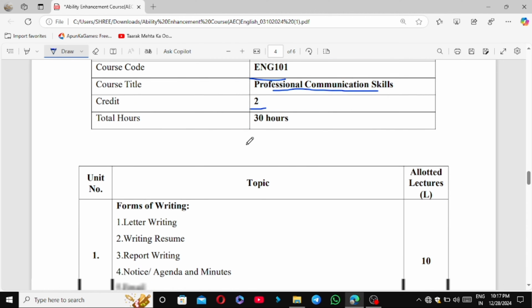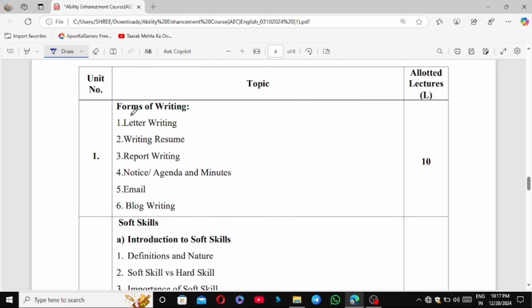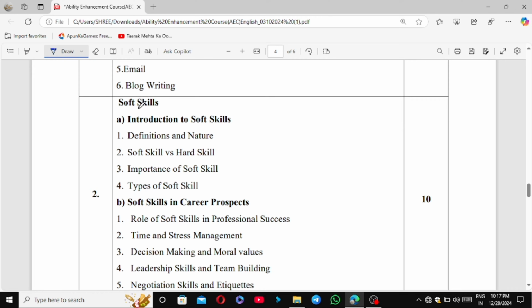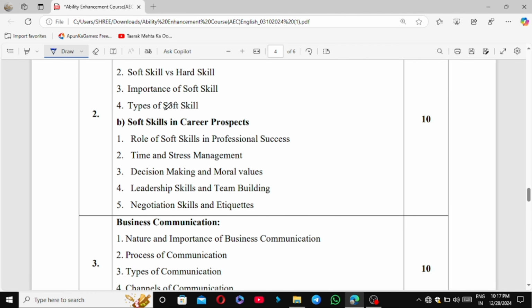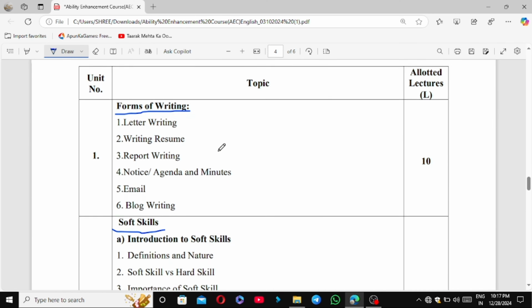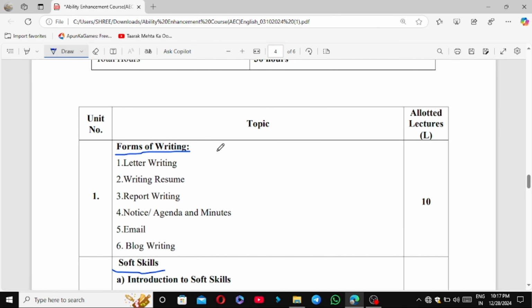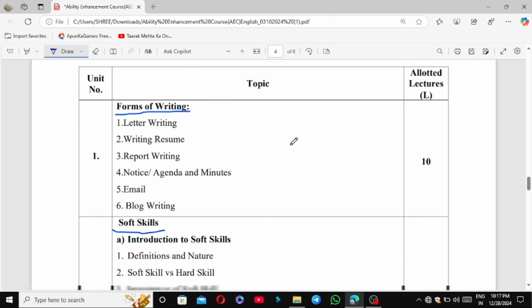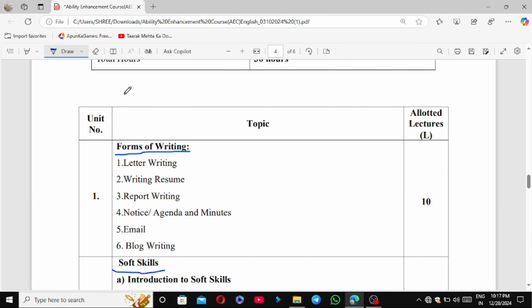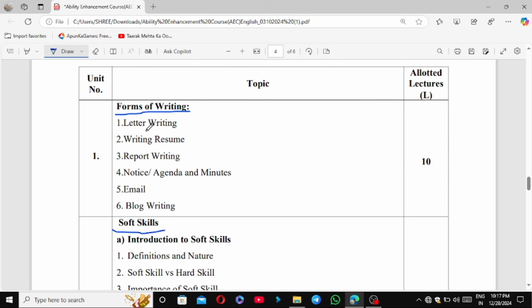क्रेडिट टू. ओके, then the first topic of this subject is forms of writing. Okay, there are various forms of writing. Second topic is soft skills. Then the third topic is business communications. Okay, only 3 topics are given in semester second. Okay, allotted lectures will depend on your college, how many lectures they can conduct in a week or in a semester. Okay, so first we will discuss forms of writing.